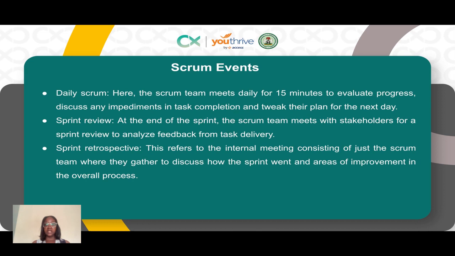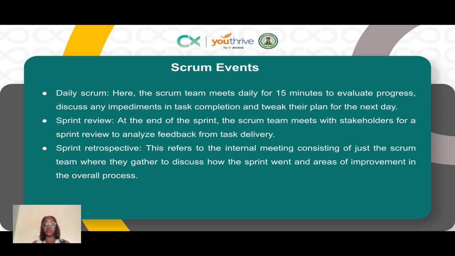There's also the daily scrum meeting, which refers to a 15-minute daily meeting session where the scrum team meets to evaluate progress, discuss any impediments in task completion, and tweak their plan for the day. At the end of every sprint, the scrum team meets for something called a sprint review. So remember that the sprint lasts for 2 weeks or, worst case scenario, a month.